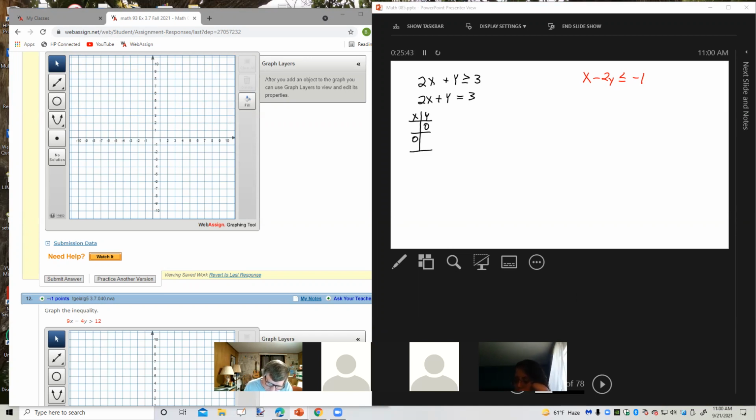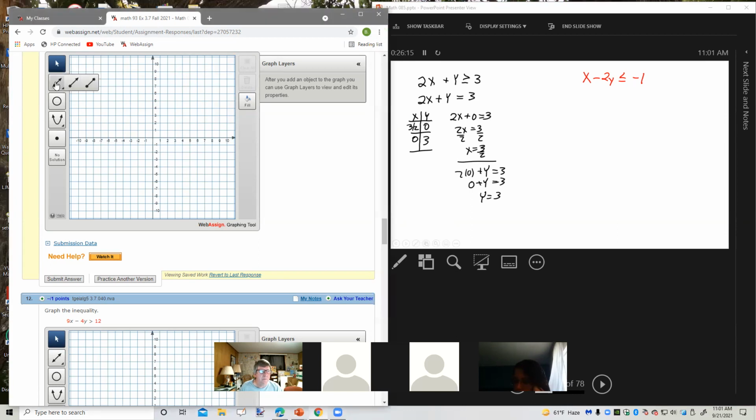Okay. So if y is 0, I've got 2x plus 0 equals 3. 2x equals 3. X equals 3 halves. Okay. If x is 0, I've got 2 times 0 plus y equals 3. 0 plus y equals 3. Y equals 3.